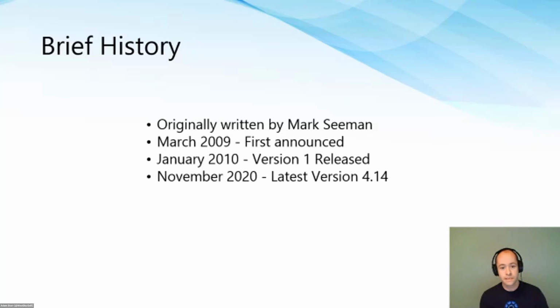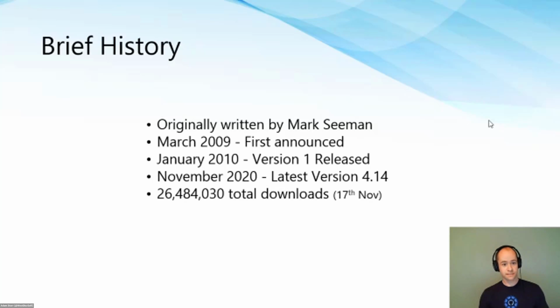Now, is it popular? Well, almost 26.5 million NuGet downloads since earlier today seems relatively popular to me. So it's obviously well used. I don't think my build server's downloading all of them.